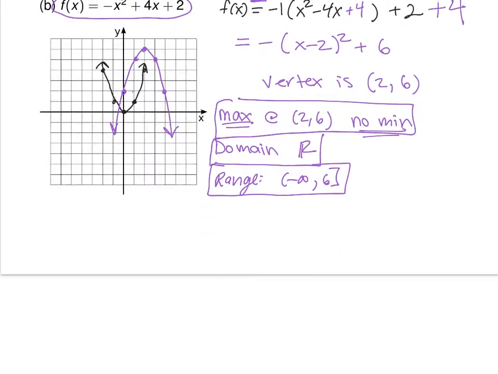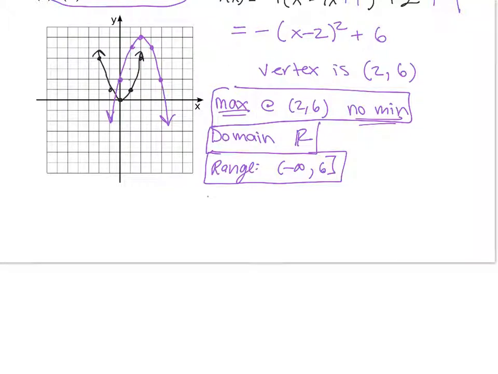Okay, and then increasing and decreasing. The more I thought about it, the more I am convinced that your book did this a little bit wrong. The point where you change should not be included. So this function increases from minus infinity to 6, but not including 6, and it decreases from 6 to infinity. One good reason you can't include that is that you'd be increasing and decreasing at 6 at the same time, right?